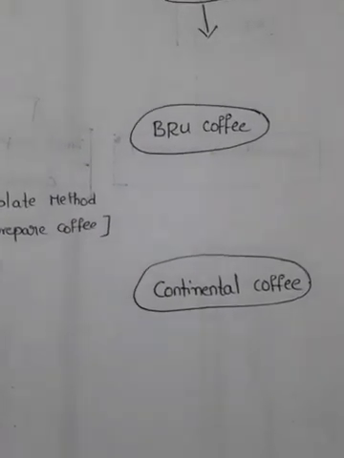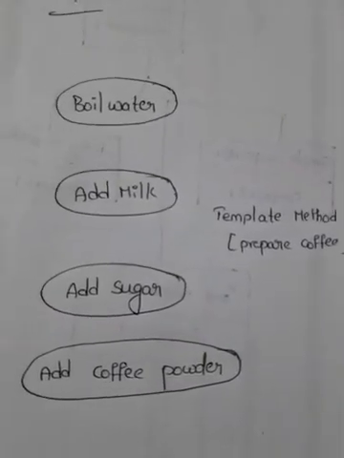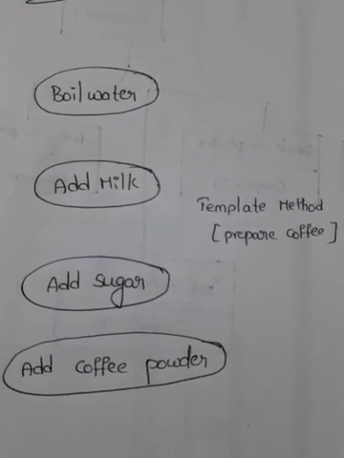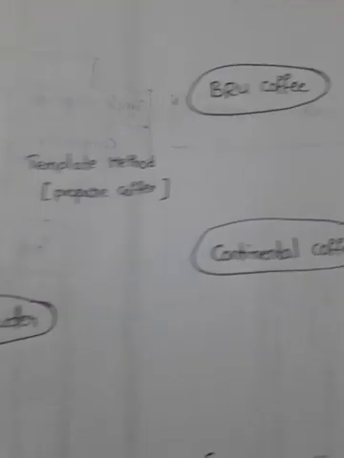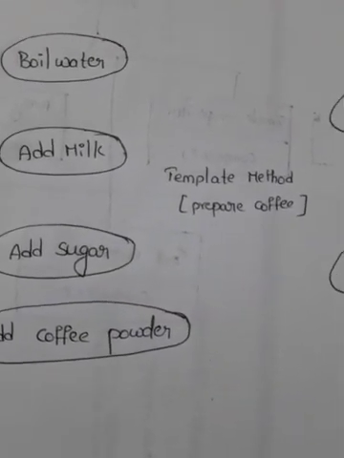Suppose I want to prepare a continental coffee, what is the procedure? The same way I did for brew coffee. I will boil the water, then add the milk to that water, then add sugar, and finally add the coffee powder of continental. So the continental coffee is ready to serve.